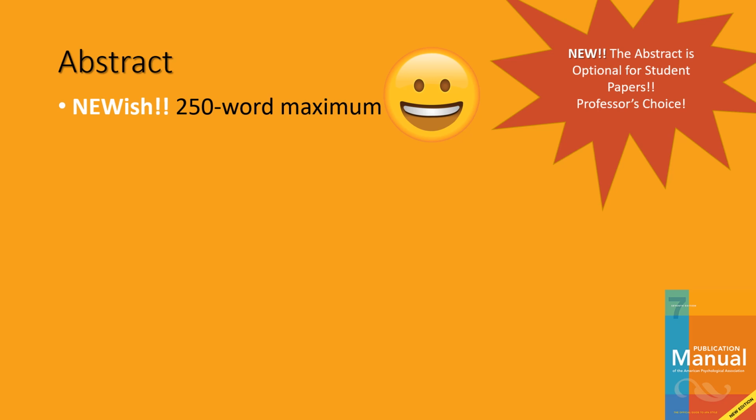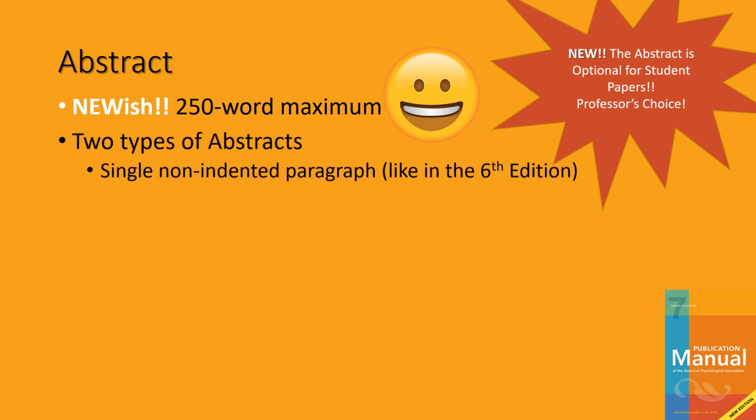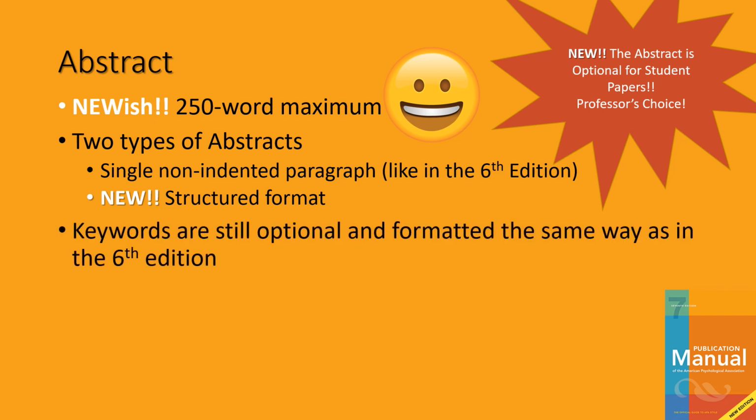Another new thing is that APA is now accepting 2 types of abstracts. The first type is, just like in the 6th edition, 1 non-indented paragraph, double-spaced. But the second type that's also allowable is the structured format, and I'll show you an example of it in the next slide. Keywords are still optional, but they're formatted exactly the same way as the 6th edition, so you don't have to worry about having to look that up.